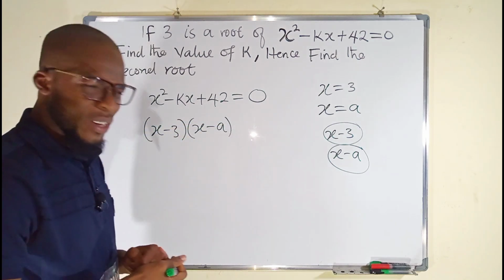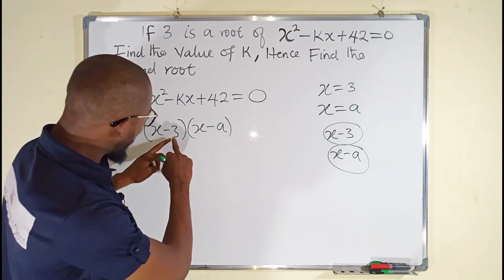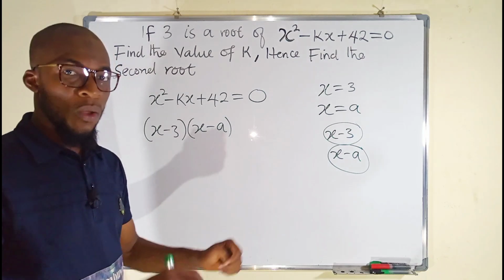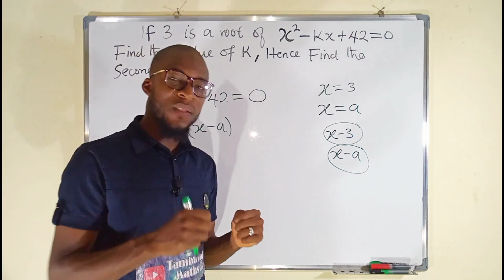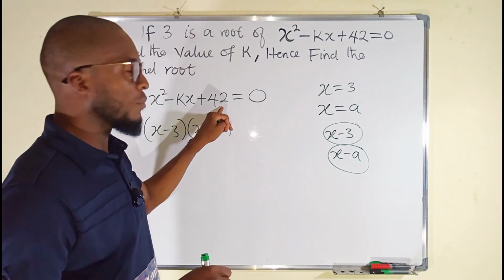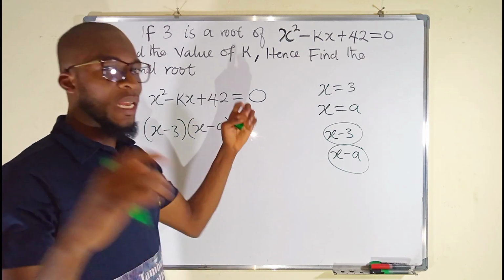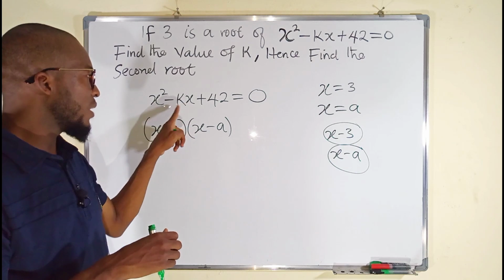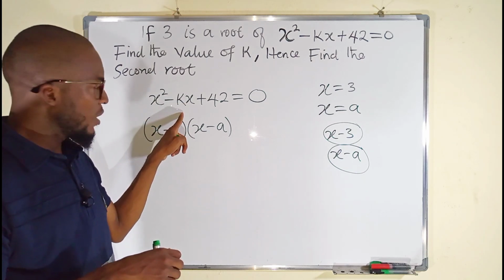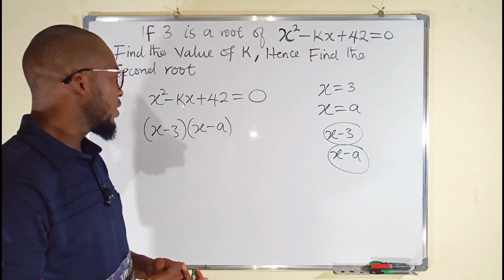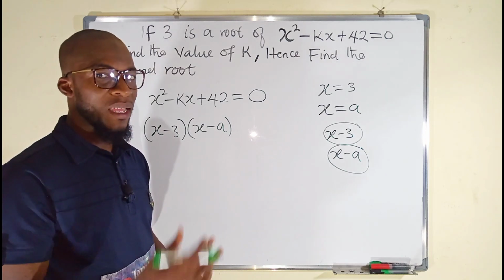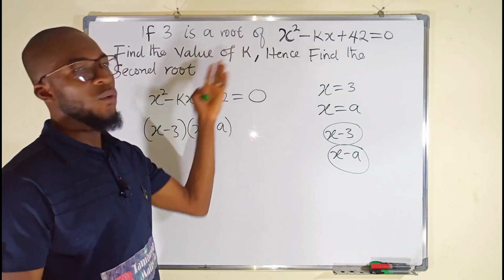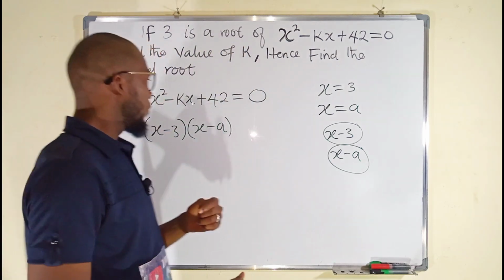In factorization, you know, these two values, negative 3 and negative a, if you multiply them together, you have to obtain the constant term, which is 42. And if you add them together, you have to obtain the coefficient of the middle term, which is negative k. So let us apply that logic to obtain k and a. a is said to be the other root, and k is what we are looking for in the question.